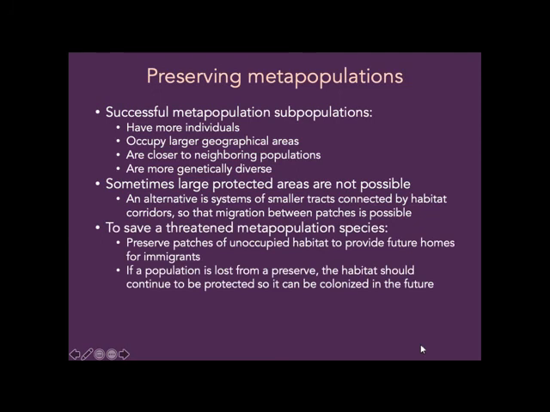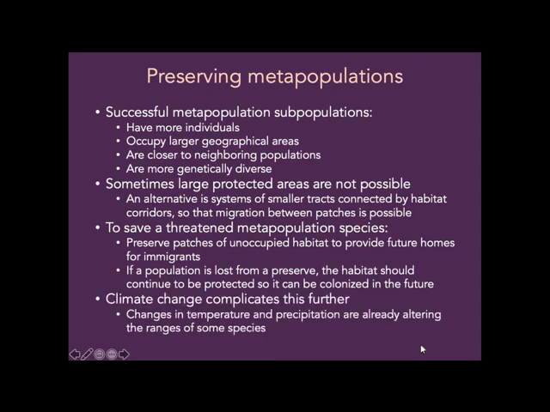So to save a threatened metapopulation species, you have to make sure that just because a piece of the habitat is unoccupied, you can't get rid of it because that may be home for a future population. And so if you have a population that's lost in a preserve, you should keep the habitat maintained even without the population there because it could be colonized later. It gets even more complicated to try and preserve metapopulations with climate change because the changes in temperature and precipitation are already altering where some species can live.